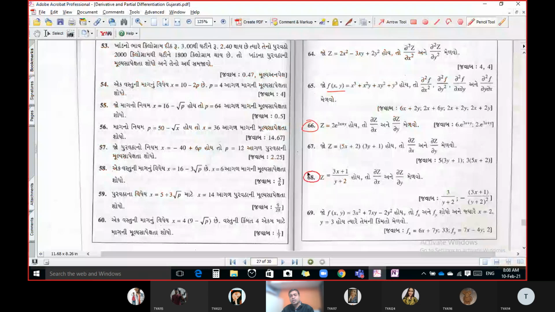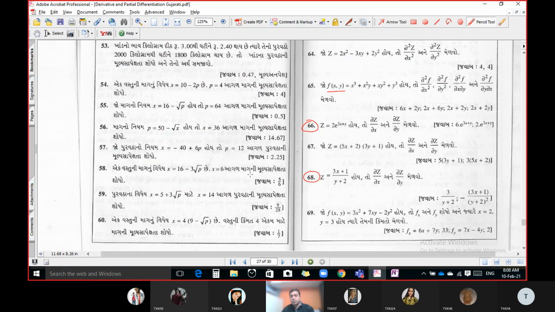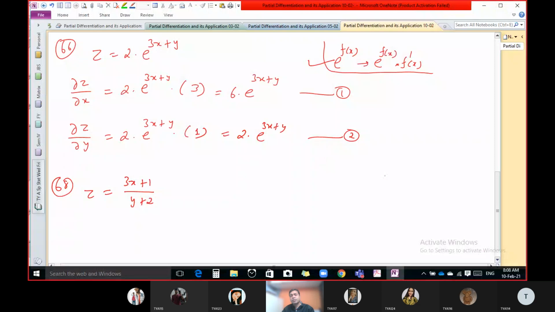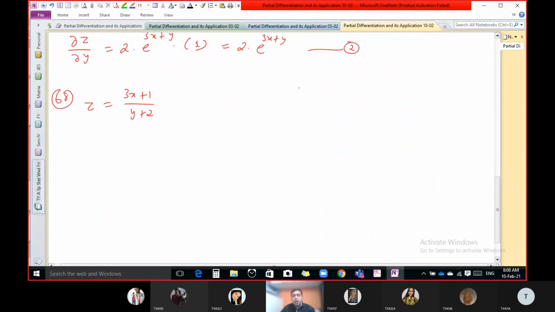Okay, next question 68. z equals 3x plus 1 upon y plus 2, and we have to find del z upon del x and del z upon del y. Now listen, there is one rule of derivative, the division rule, u upon v. Do any of you know the rule for division in derivative? The u upon v rule.